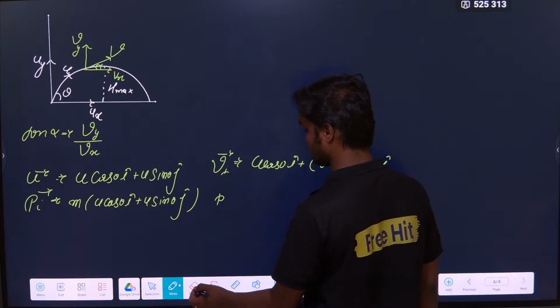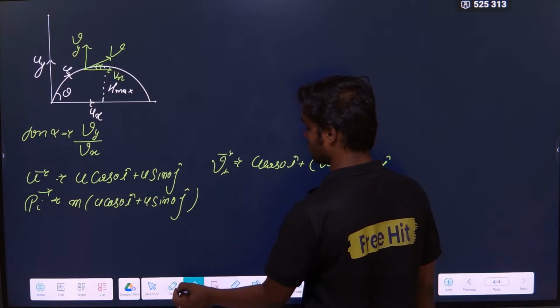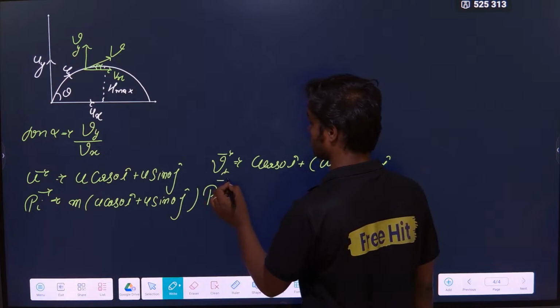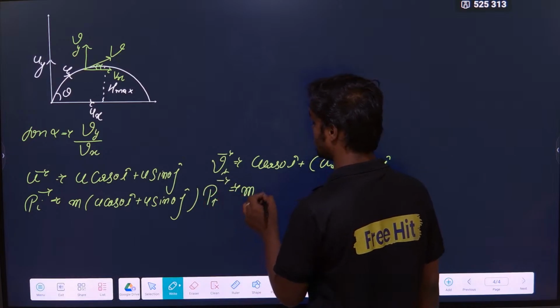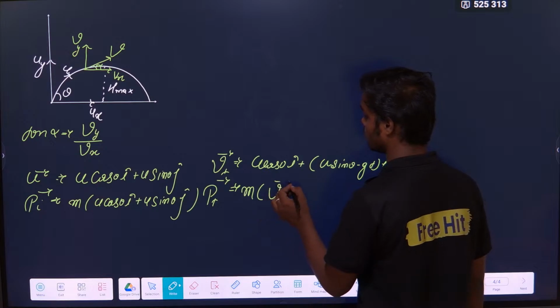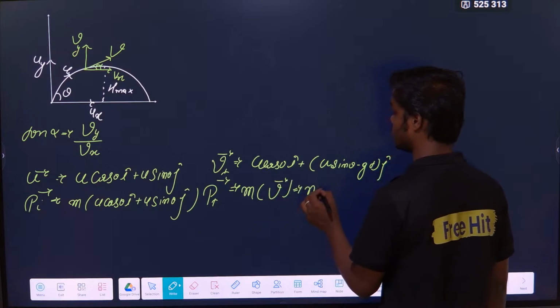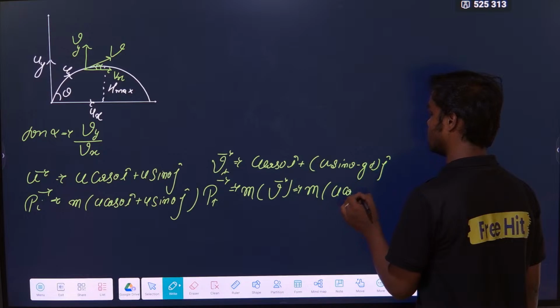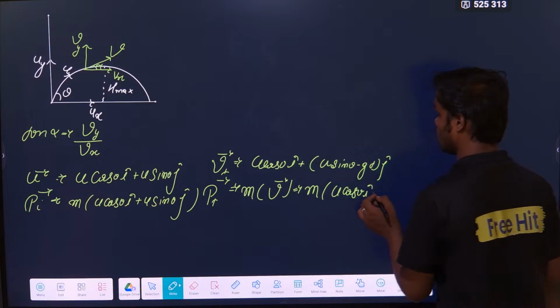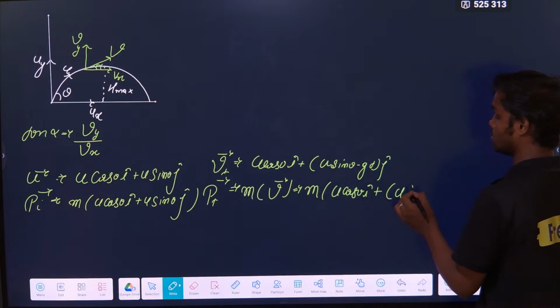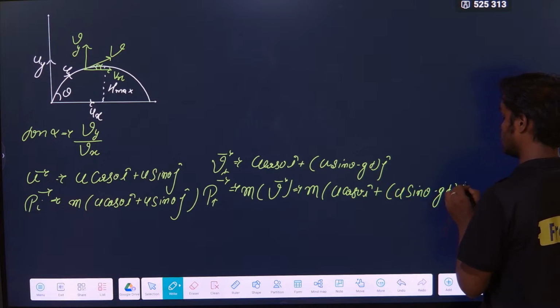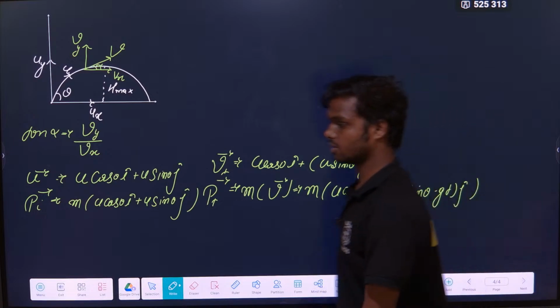Momentum at time t is equal to m into the velocity vector, that is nothing but m times u cos theta i cap plus (u sin theta minus gt) j cap. That is the second thing.